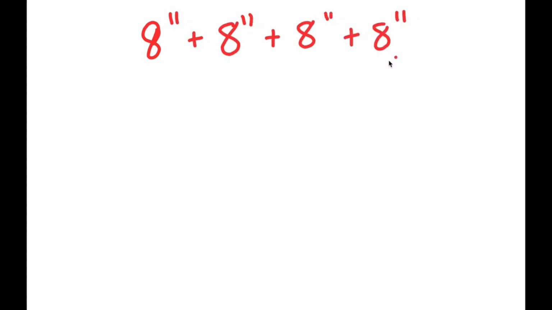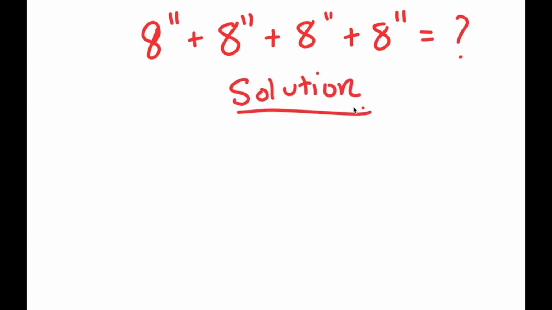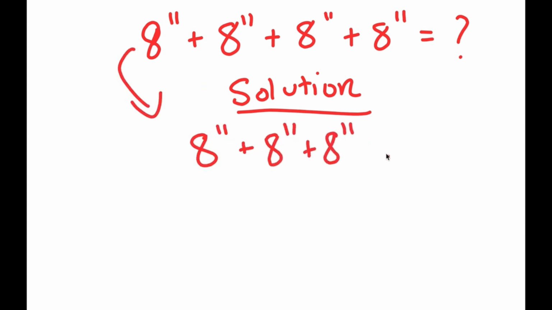Alright, so in this problem, I have 8 to the power of 11 plus 8 to the power of 11 plus 8 to the power of 11 plus 8 to the power of 11. So I want to find the value of this. So for my solution, I'm going to rewrite my problem over here. So 8 to the power of 11 plus 8 to the power of 11 plus 8 to the power of 11 plus 8 to the power of 11.